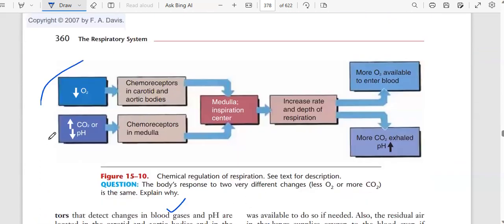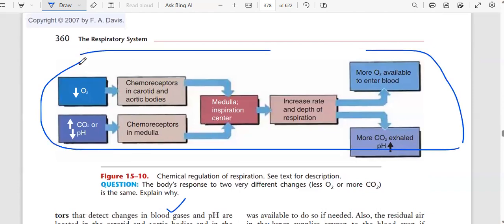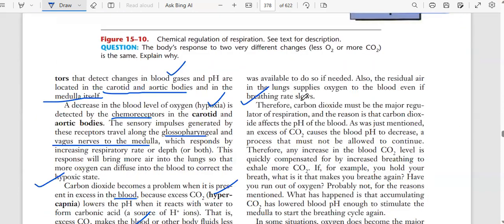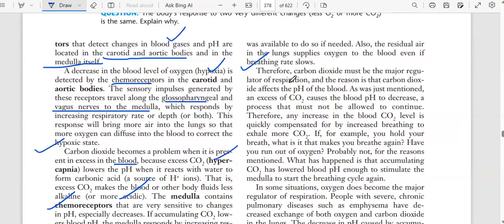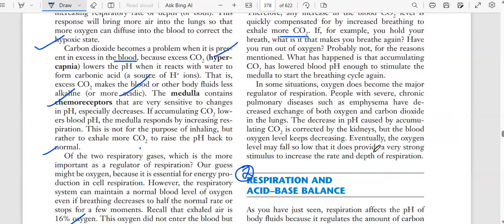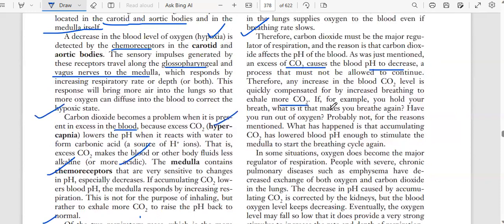This is the diagram we will discuss. Therefore, carbon dioxide must be the major regulator of respiration. The reason is that carbon dioxide affects the pH of the blood, as was just mentioned. An excess of CO2 causes pH to decrease, a process that must not be allowed to continue. An increase in blood CO2 level is quickly compensated by an increase in breathing to exhale more carbon dioxide. Basically, all these are the same thing explained here.